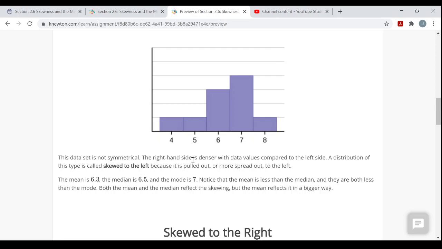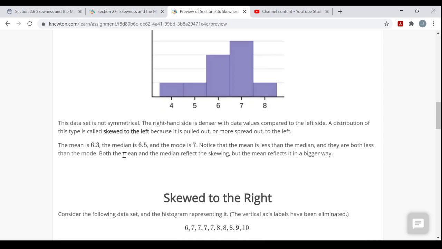So see, the right-hand side is denser with data values compared to the left-hand side. A distribution of this type is called skewed to the left because it is pulled out or more spread out to the left. Now, in a distribution that's skewed to the left, the mean will be less than the median.